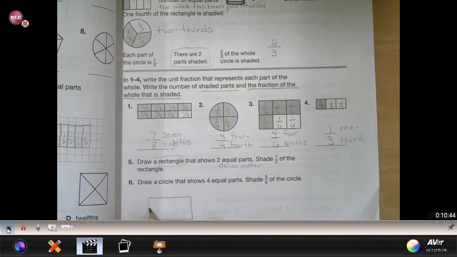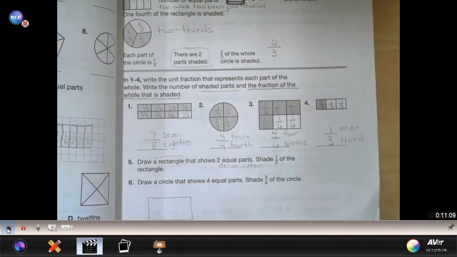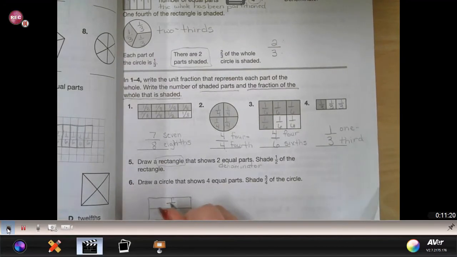Well, I could either go half this way, and this could be half. I could go across this way from vertex to vertex. Notice how I said vertex to vertex, because each one of these is a corner, and we call these corners vertices. Or I could draw it going up and down. It's up to you how you want to partition that in half. So today I'm just going to go across the middle from the left side to the right side. Now, this is one of the 2 pieces, and this is one of our 2 pieces.